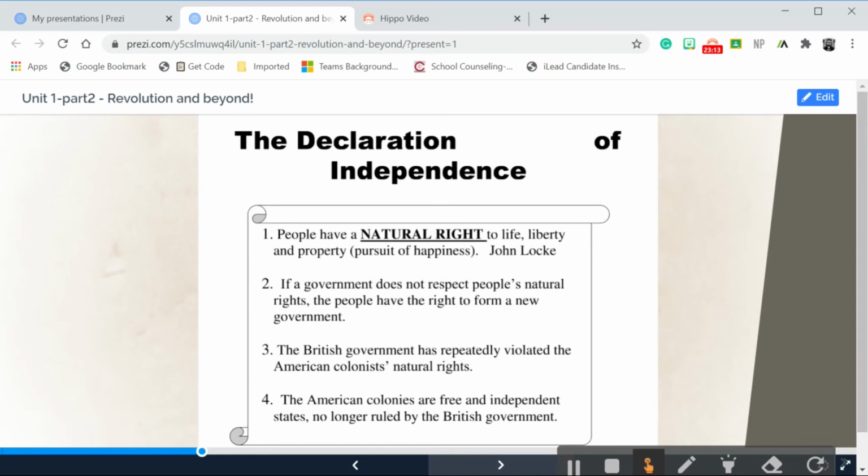All right, the Declaration of Independence, you have 4 things. People have the natural right to life, liberty, and property. If a government does not respect people's natural rights, the people have the right to form a new government. The British government has repeatedly violated the American colonists' natural rights, and the American colonies are free and independent states, no longer ruled by British governments.